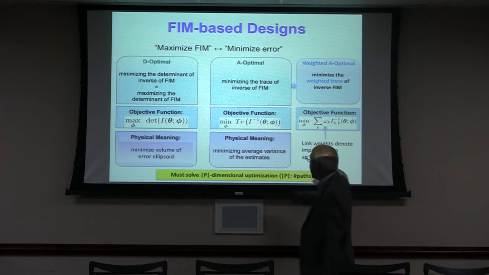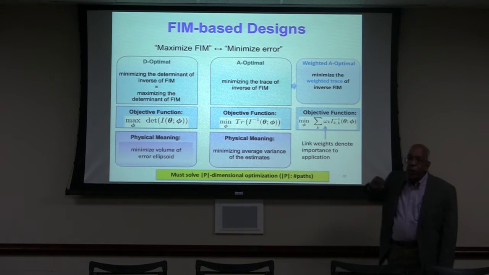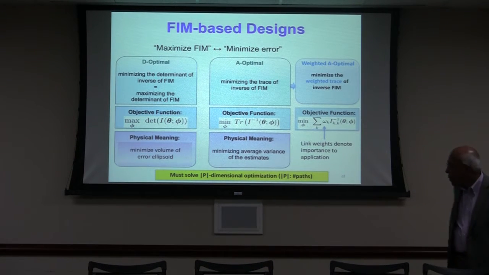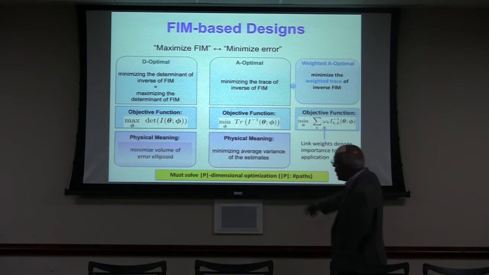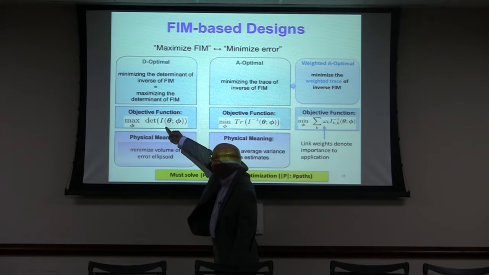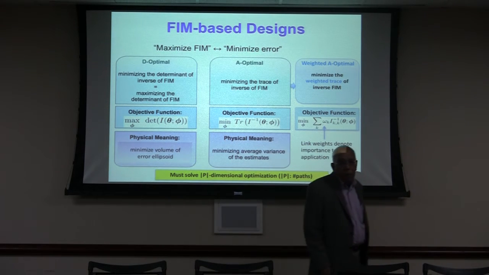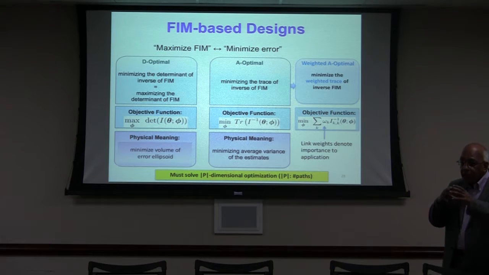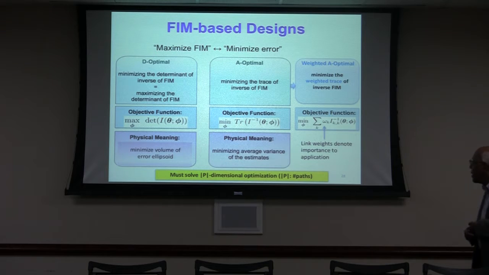So basically it's looking at the trace of the Cramér-Rao bound, right? So it's trying to minimize the sum of the variances of the different parameters. And the other one is maximize the determinant of the Fisher information matrix, or equivalently minimize the determinant of the CRB. And what that's saying is minimize the volume of the error ellipsoid. And this is a standard thing that we use.